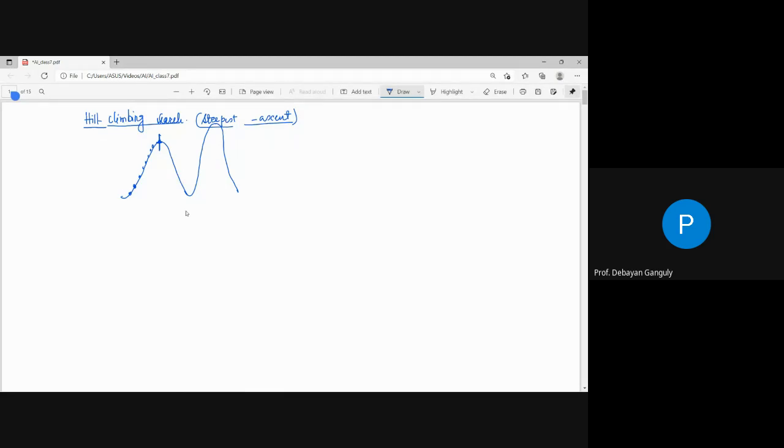When it reaches a peak where no neighbor has a higher value, so the algorithm does not maintain a search tree. The data structure for the current node need only record the state and the value of the objective function. That means hill climbing does not look ahead beyond the immediate neighbors of the current state. This actually resembles trying to find the top of Mount Everest in a thick fog while suffering from amnesia.